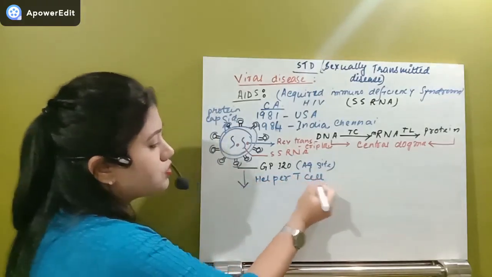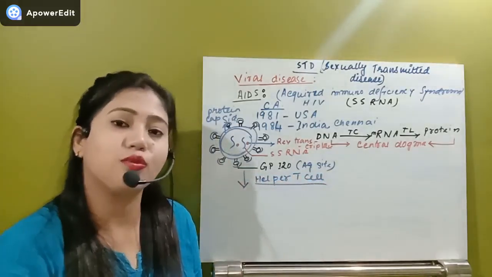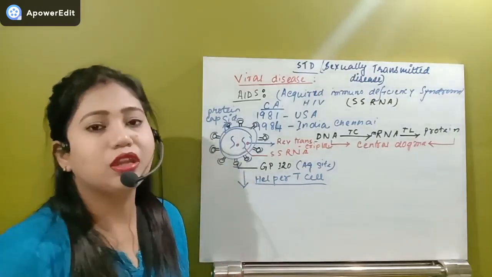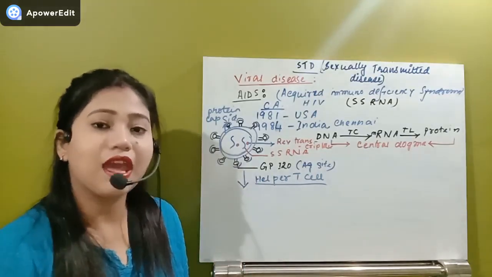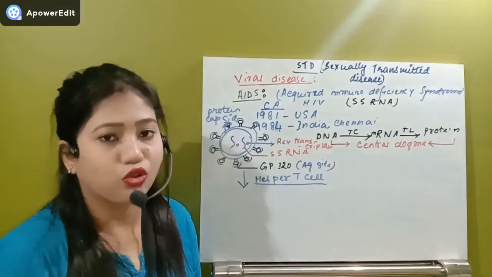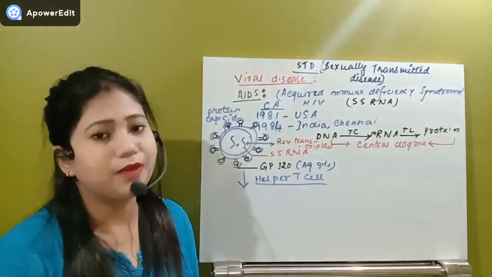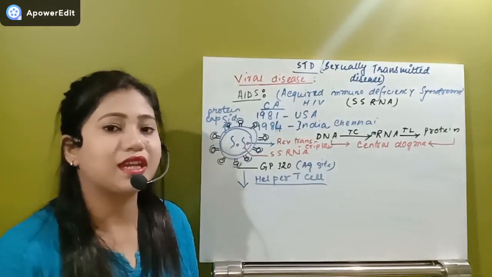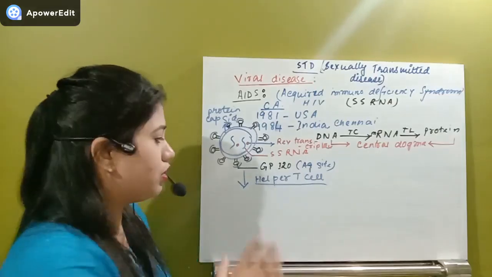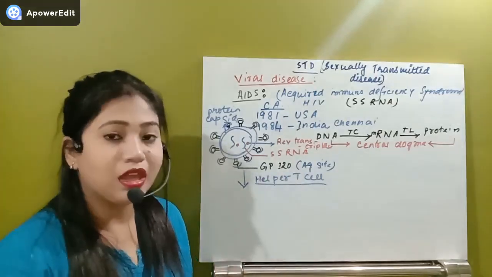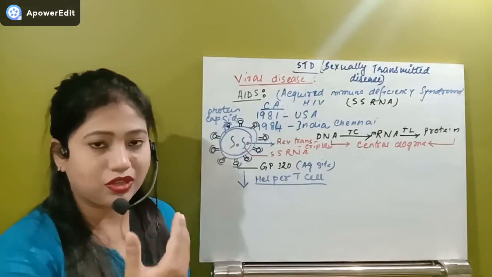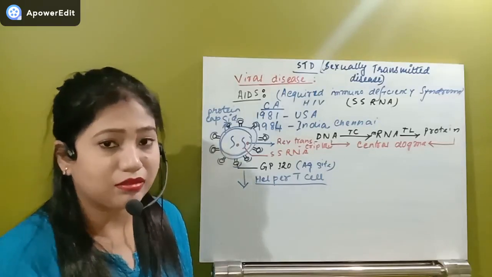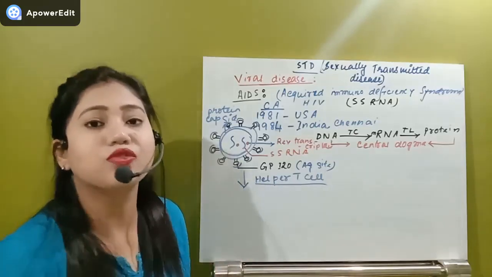See, our immune system is divided into two parts. One is humoral immunity, and another is cell mediated immunity. In humoral immunity, we produce the antibodies, that is, immunoglobulins. And in cell mediated immunity, we have different types of cells like B lymphocyte and T lymphocyte. Now here this is the T helper cell. Why is it a helper cell? Because it gives stimulation to the B lymphocyte so that it can produce the antibody.